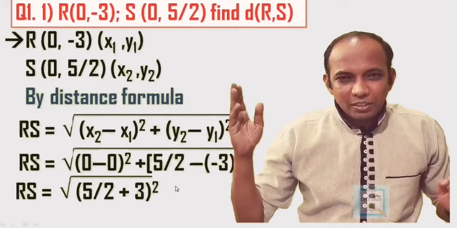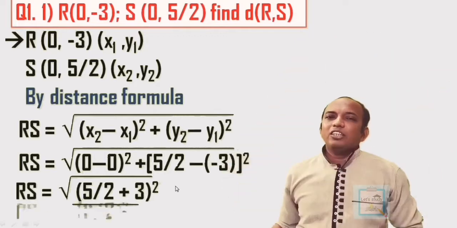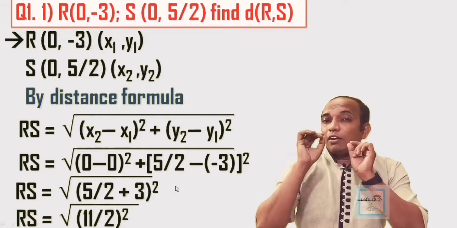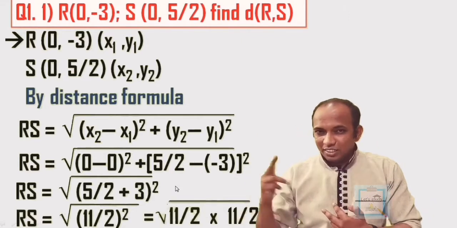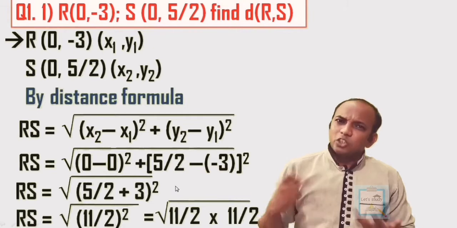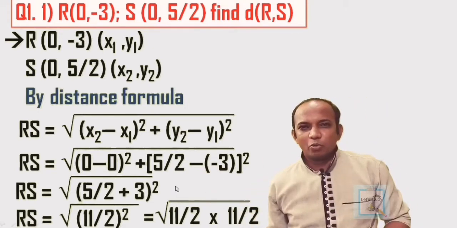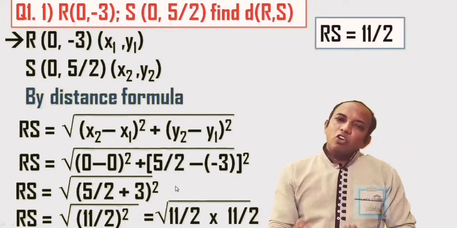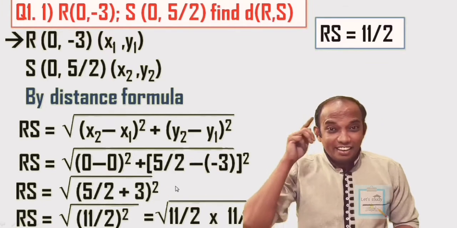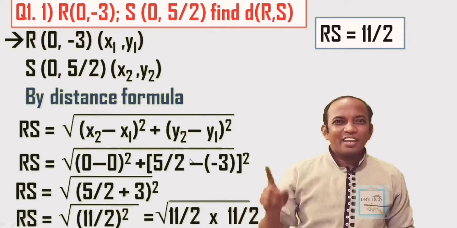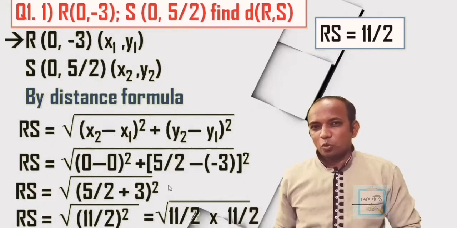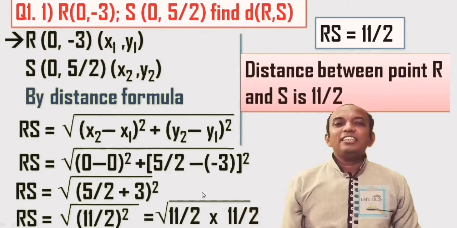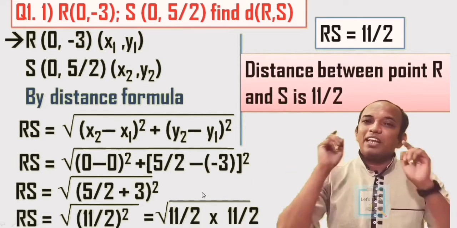So move on with the sum now. Presently on the board we have RS equals under root 11/2 the whole square. Yes, whole square means what? 11/2 twice, 2 times, the way you're looking on the screen. And as it is 2 times, so 1 time 11/2 can be taken out, right? Moreover, we have certain rules of the indices. Square root of a square is equal to a. Listen carefully. Square root of a square is equal to a. In that manner, if we apply that rule, we get the answer 11/2 directly also. So final answer is distance between point R and S is nothing but 11/2.